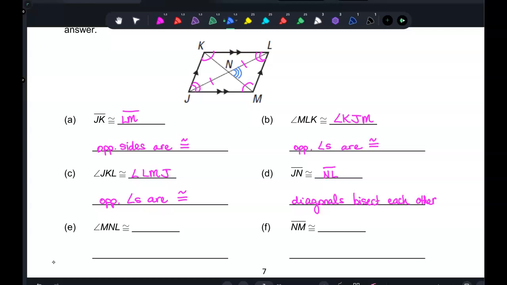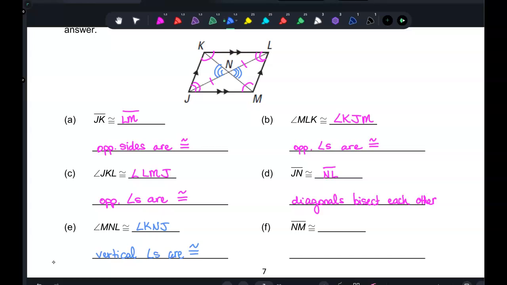Oh, this one's a different one. What's M and L congruent to? K and J. And these are vertical angles. That's actually a review from way back. Yeah, those are vertical angles.